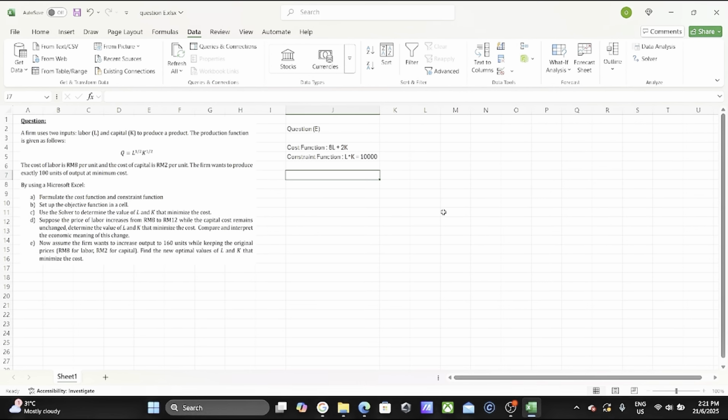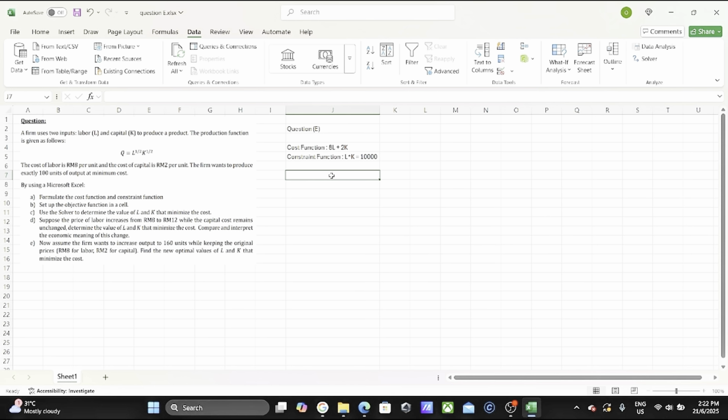Now for the last question, which is question E. Assume the firm wants to increase output to 116 units while keeping the original price of 8 ringgit for labor and 2 ringgit for capital. Find the new optimal values of L and K that minimize the cost. So this is the cost function and constraint function.